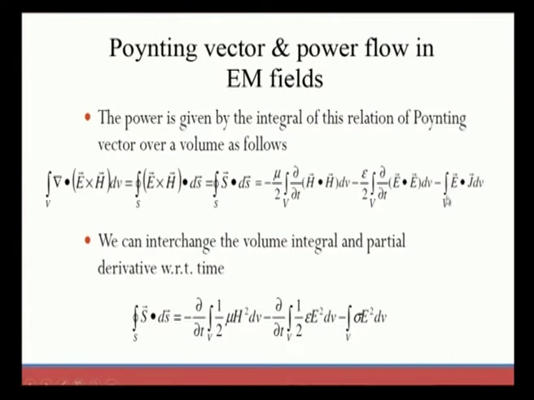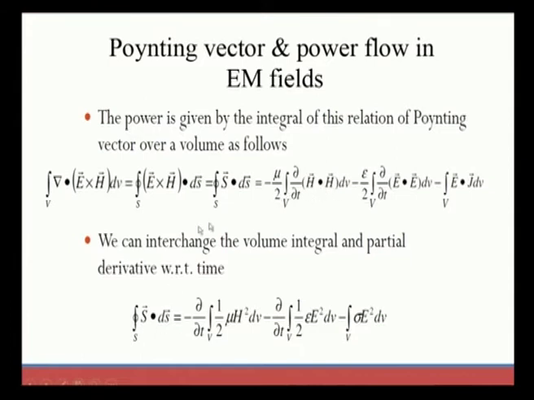Minus again the integral over the volume, so we are taking a particular volume, of E dot J dV. So, we can interchange here. For simplifying this expression, what we are going to do is interchange the volume integral and the partial derivative with respect to time. So, here we are interchanging these two.